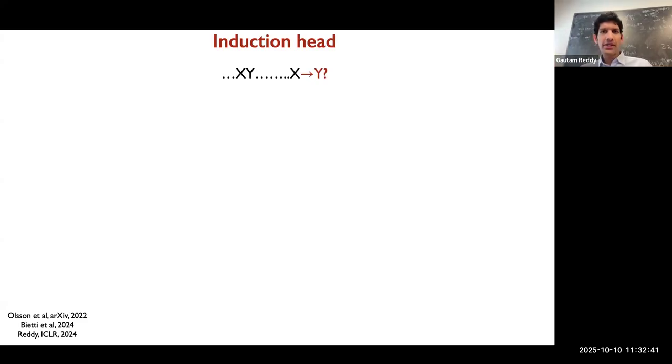So an induction head implements something that I call zero-shot associative learning, right? In a sentence, let's say you've never seen X, Y together during pre-training. So when you train your model, you've never seen X and Y together. But when you're writing out your sentence, you see X and Y together, and now you see X again later in the sentence. So let's say you've never trained on Harry Potter books, but you see Harry Potter in the sentence, and now you see Harry again.